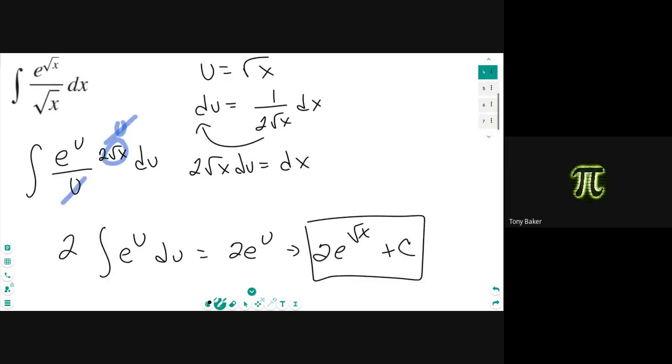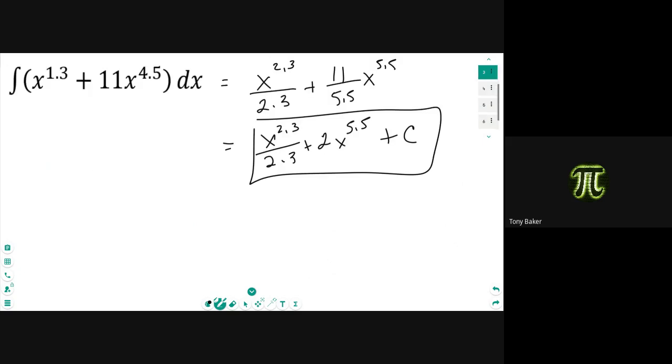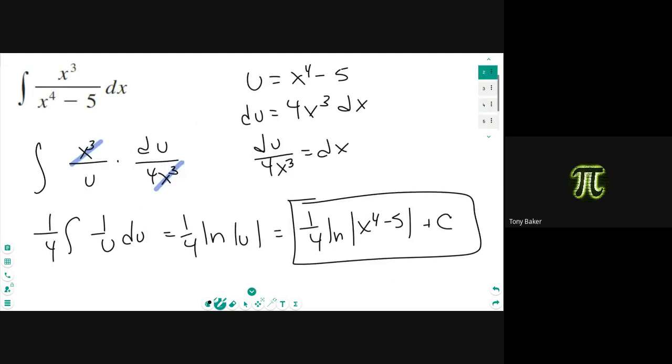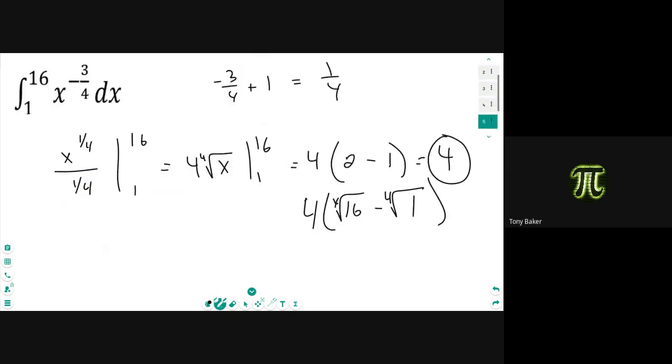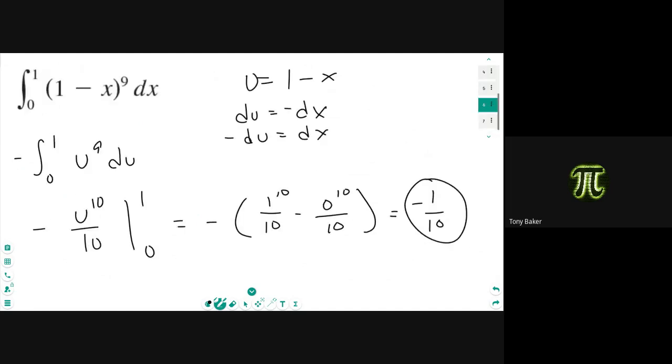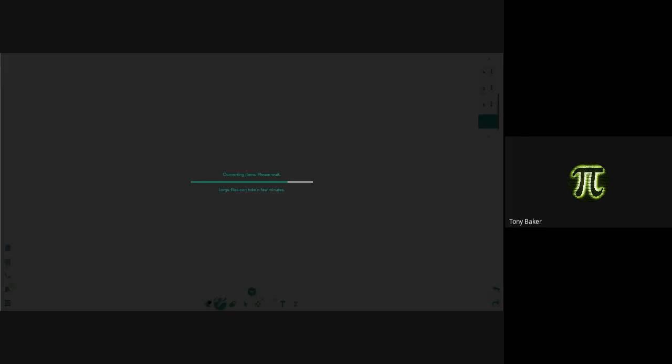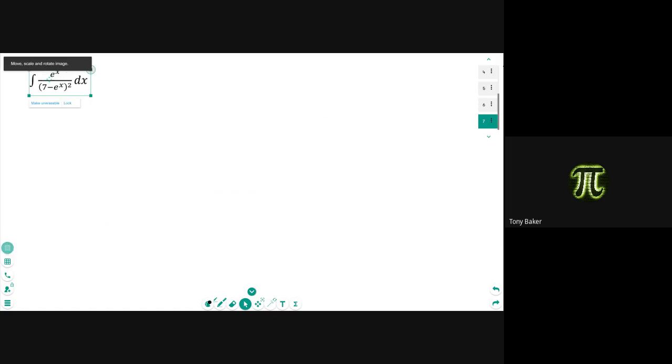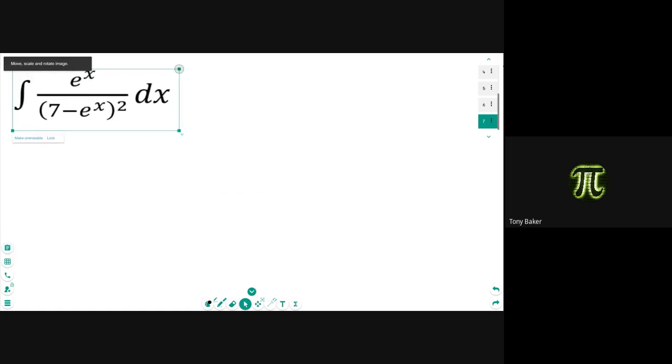Oh, by the way, this one was an exam question or a review question. That's one of the ones that was on the exam review. And the next one maybe. This is the third one that's on the exam review.